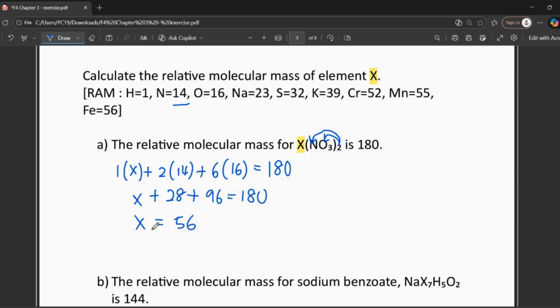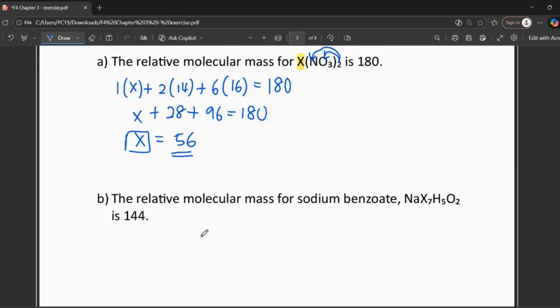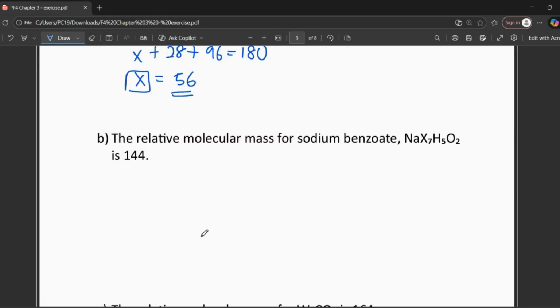They didn't ask us to state what's the name for X, but from the RAM given, we can determine that 56 is the relative atomic mass for ferrum. Moving on to the next question. Given the relative molecular mass for sodium benzoate, which is NaX7H5O2, is 144. So we're going to write the mathematical equation now.